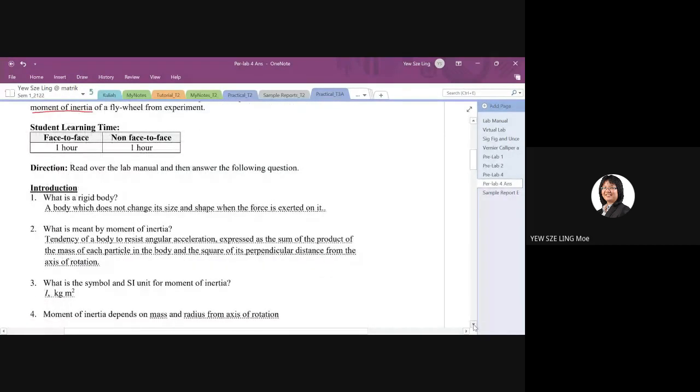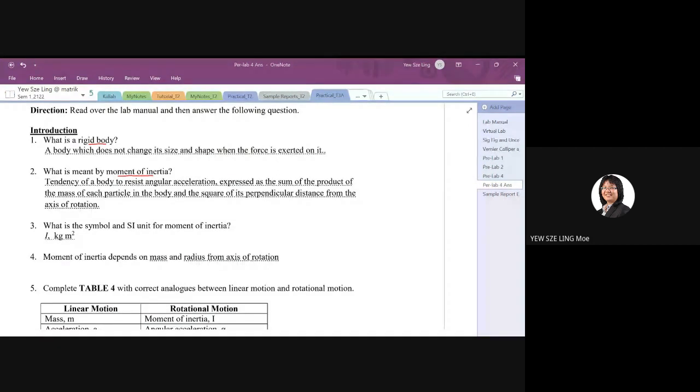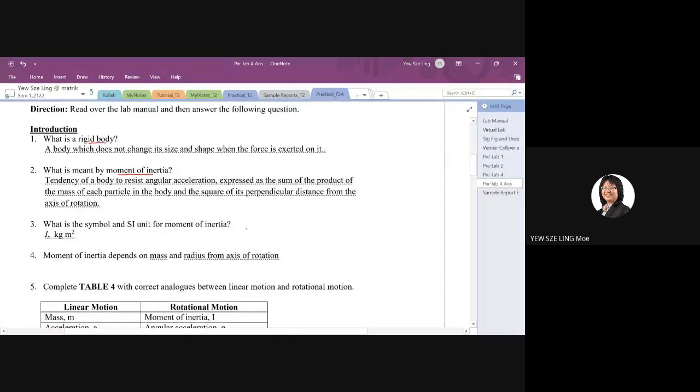So what is a rigid body? Okay, so this is the pre-lab. First of all, it asks you to define, because first you must know what a rigid body means and what moments of inertia means before you start the experiment. Otherwise, you don't know what you are calculating. So a rigid body is a body that has a fixed shape, where it does not change its size and shape when you have a force exerted on it. Usually it's something that is hard. So a liquid obviously is not a rigid body, and air is not a rigid body. A rigid body is something hard that won't change size easily.